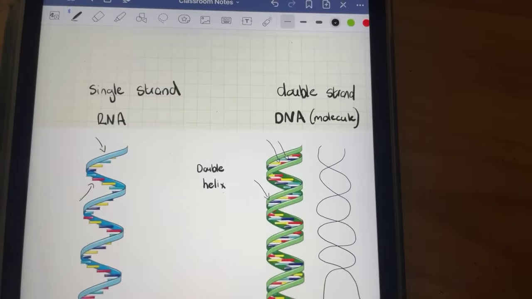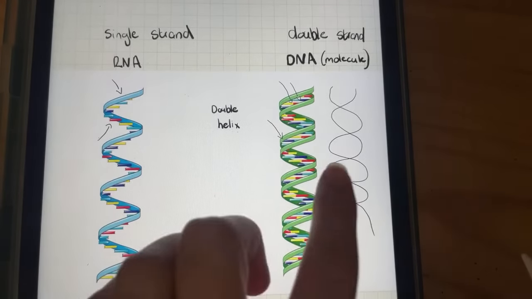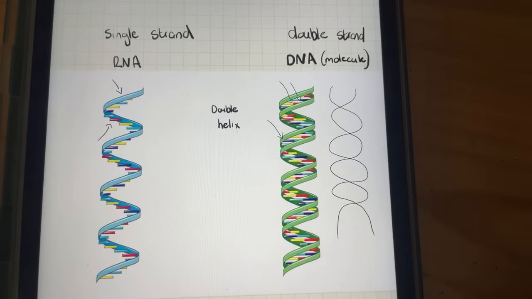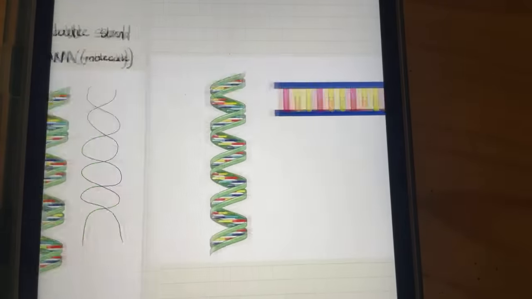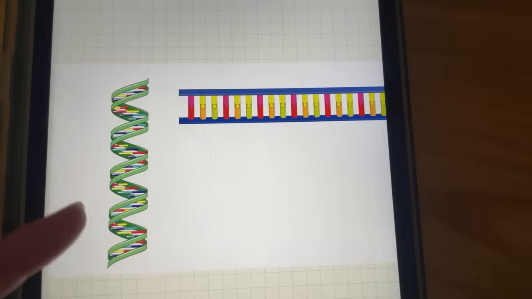And I'm going to explain their structure and their purpose. We're going to start with DNA because it's easier. And then we'll move into RNA because it's a little bit more complicated, especially its purpose. So let's have a little closer look, shall we, at DNA.